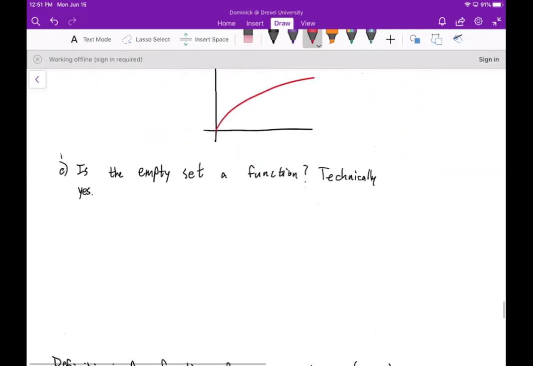Now, the last one is sort of more of a disclaimer. Is the empty set a function? Well, technically, yes, right? Because the empty set doesn't have any elements. So for all the elements that are in there, you don't have repeats, right? No repeating first coordinates. So technically, yes, it is a function, right? Even though it's sort of a silly one, technically it does satisfy that definition.